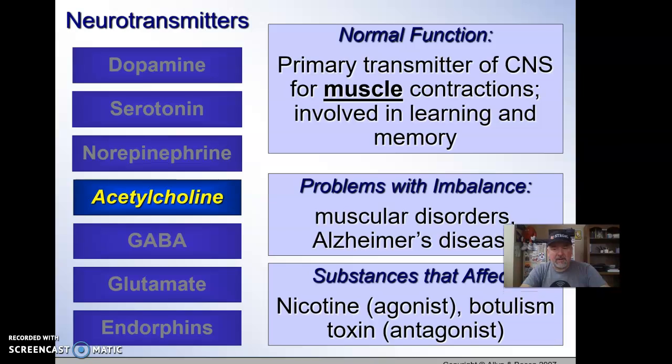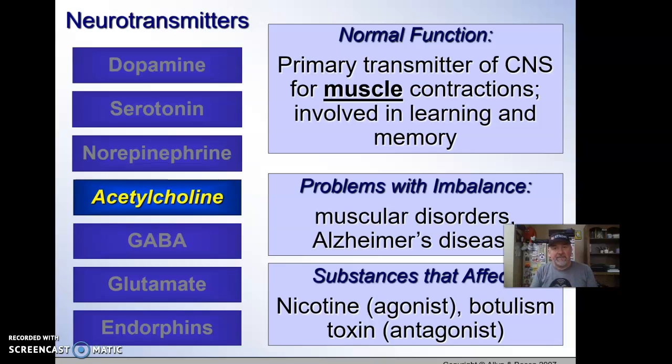I want to talk about Botox. Botulism toxin is Botox. Well, let's talk about an agonist and an antagonist first. Nicotine is an agonist for acetylcholine. Agonist means it mimics it, it increases it. So if you smoke cigarettes, I hate to say it, but it's actually kind of good for your fast twitch muscle fibers. Why do you think baseball players chew tobacco? I'm not saying you should use tobacco, but it allows them to move very quickly. So nicotine helps with acetylcholine, helps your muscles move better and more quickly.